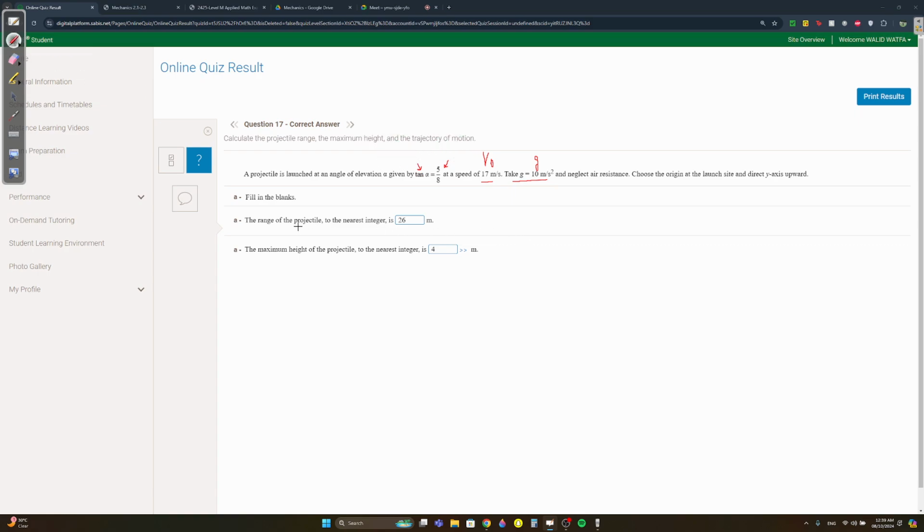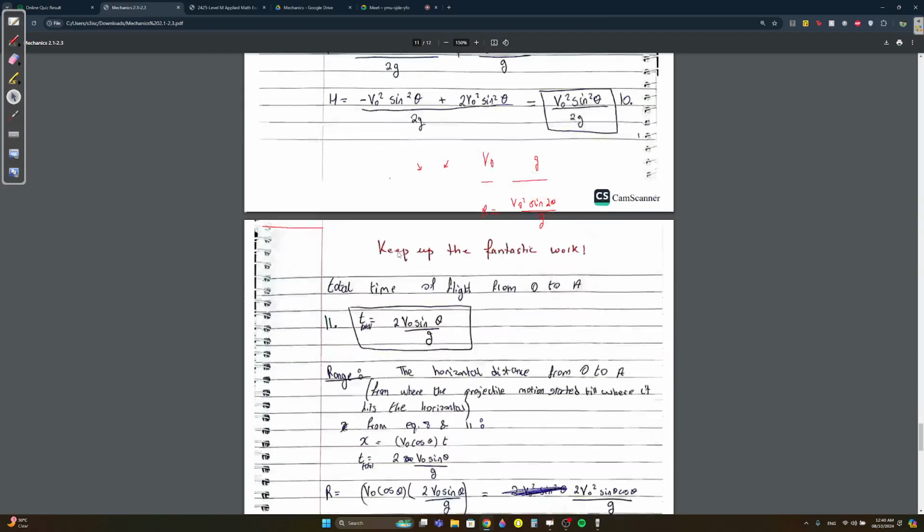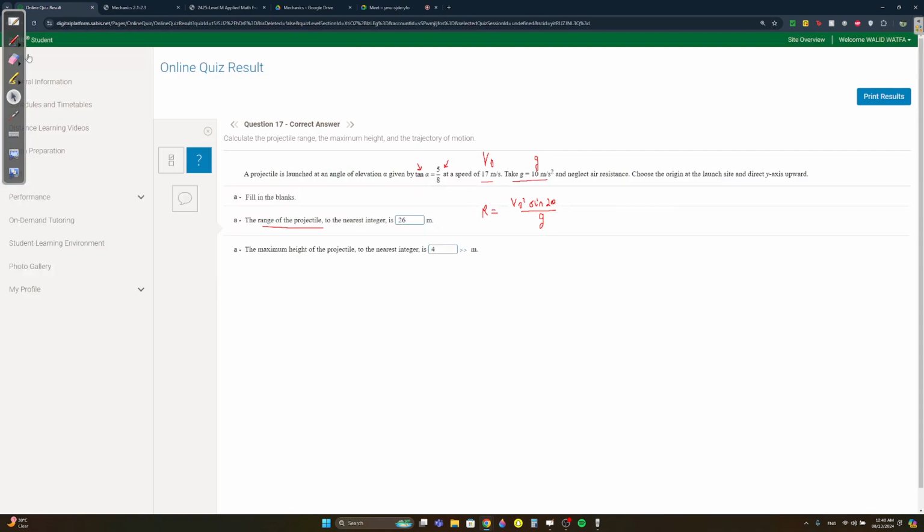Okay, so they want us to find the range of the projectile. The range R is equal to v naught squared sine 2 theta over g. Wait, is it sine 2 theta? Range is sine, yeah, okay. And we need theta first.